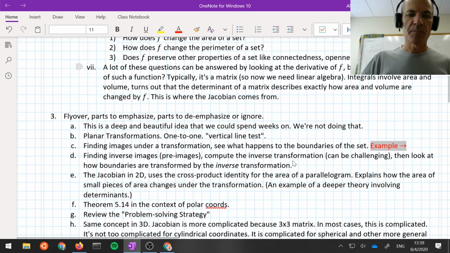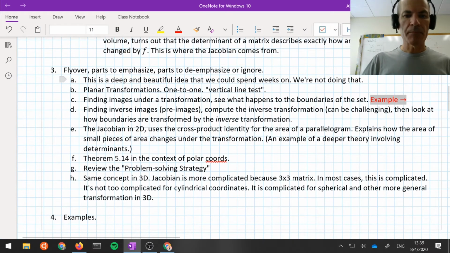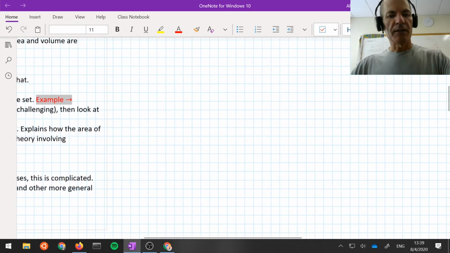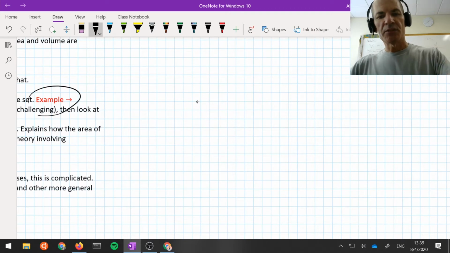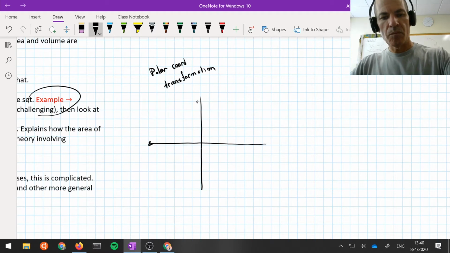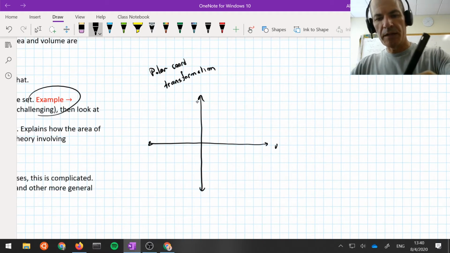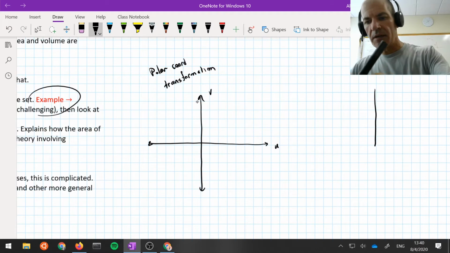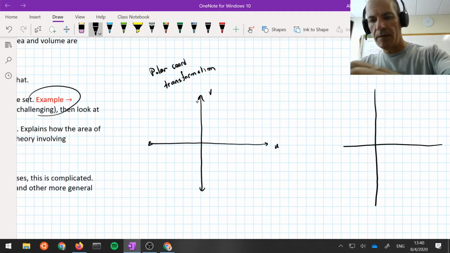Let me see if I can, let me just slide over here. I have my little example note here. All right, so we have an example of this, the polar coordinate transformation. So I can get a copy of the UV plane over here and a copy of the XY plane over here.